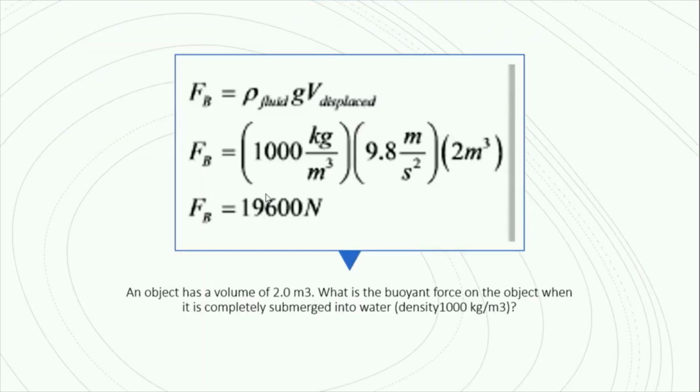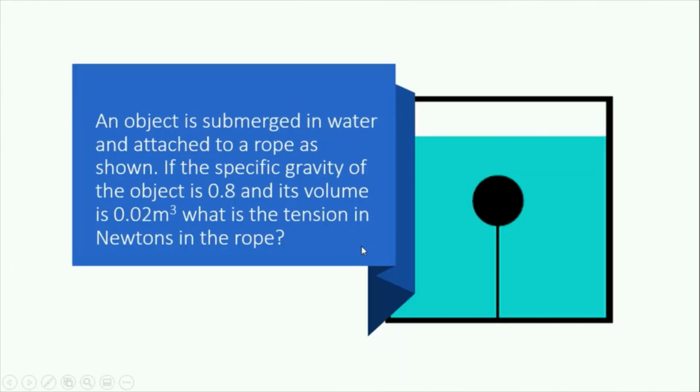Okay, so on this one, I wrote down the equation. So force of buoyancy is density of fluid times gravity times the volume displaced. I plugged in the numbers that I know, just multiplied them, and I got 19,600 newtons. And newtons are just, anytime I have force, my unit for that is always newtons. So use my force of buoyancy equation, plug in my numbers, and solve.